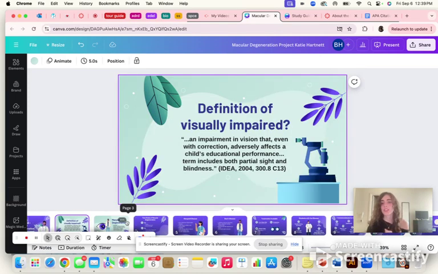So first I'm going to discuss what being visually impaired means. The IDEA states that it's an impairment in vision that, even with correction, can negatively affect a child's educational experiences and performance. This can include either full blindness or just partial sight loss.